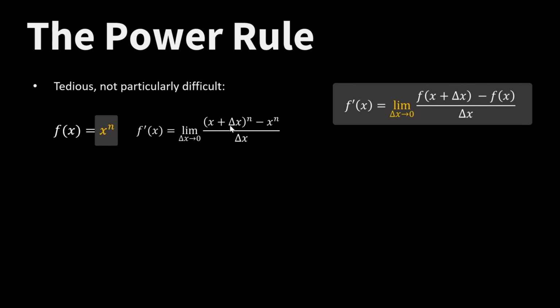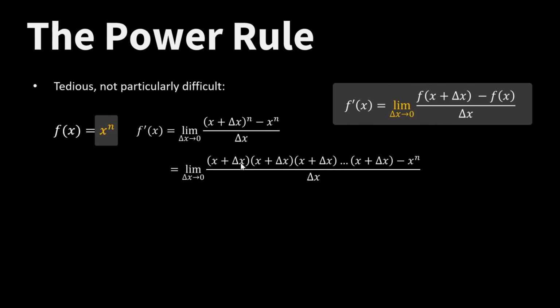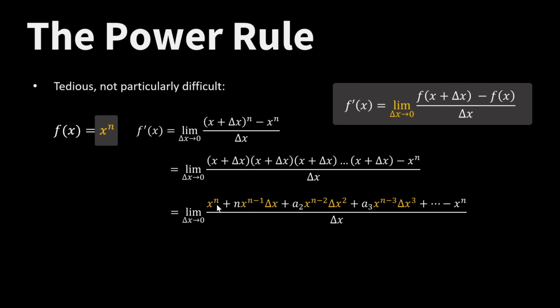Now let's write out this expression here. It's x plus delta x times x plus delta x and so on n times. And at the end we get minus x to the power of n. Now let's expand this expression here. For this we get terms x to the power of n, x to the power of n minus 1 delta x, x to the power of n minus 2 delta x squared, and so on. Now what we need to know is how many times these terms appear. It's the number of times we can create them from these multipliers here.